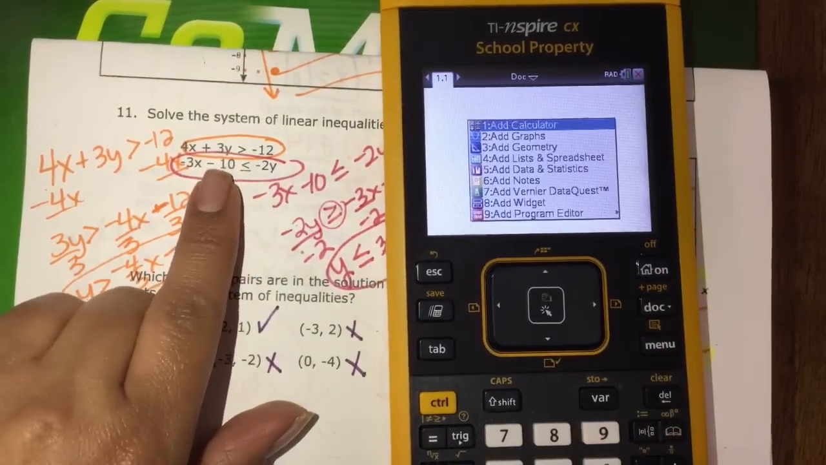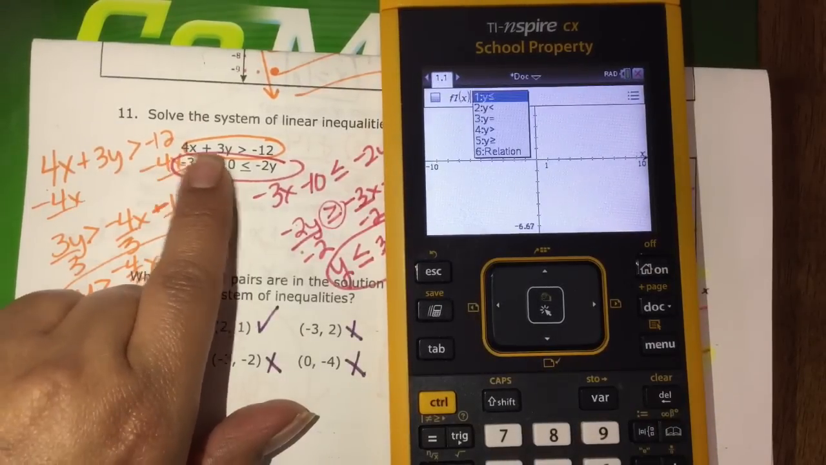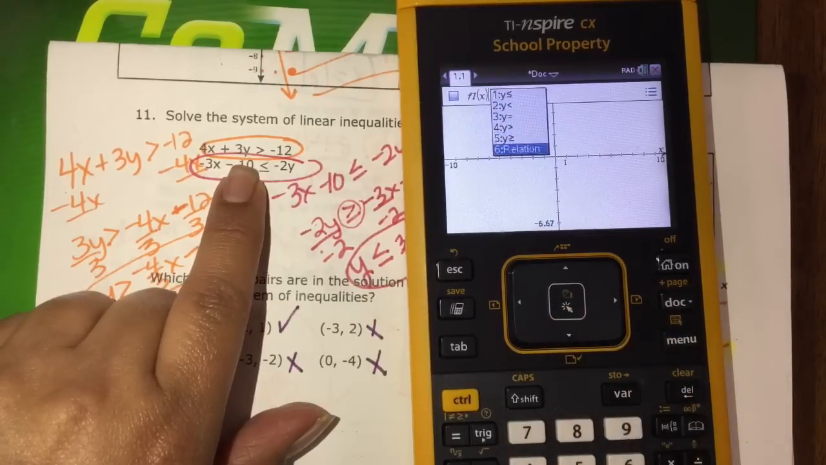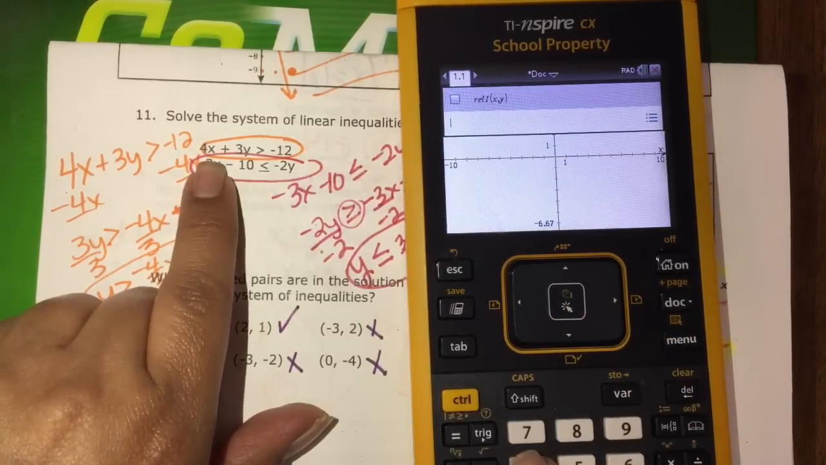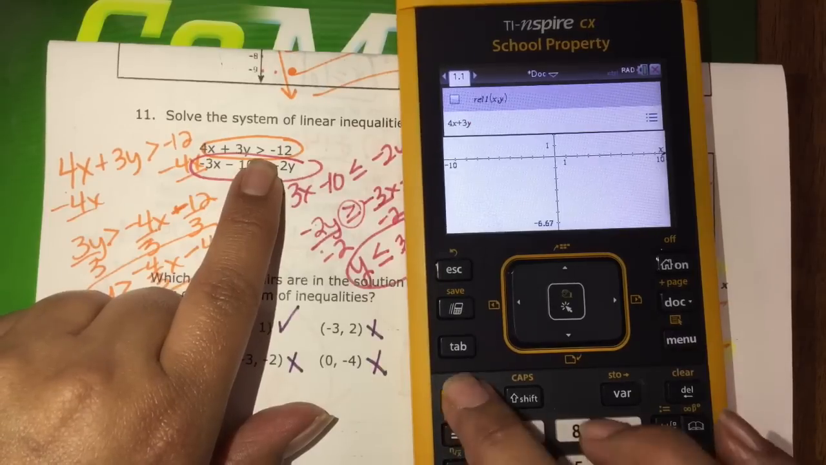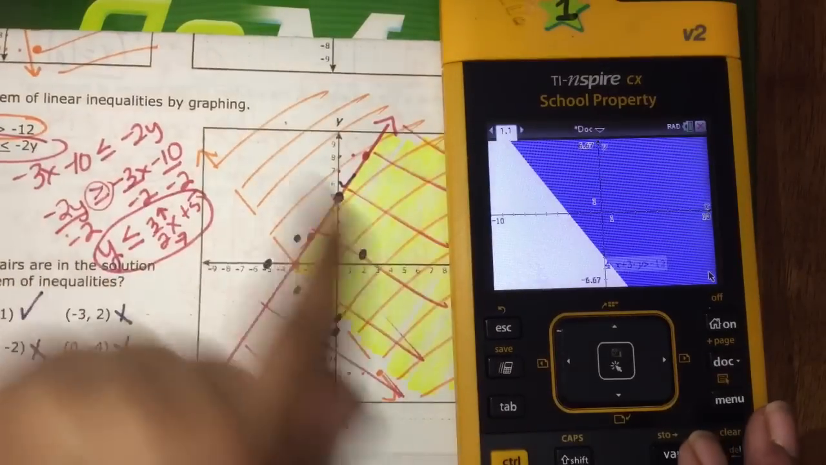So to add graphs, and we get rid of that, so we're going to push delete. And we need to type in this inequality exactly the way it looks. So you're going to go down to 6 relation, and you're going to type it in. 4x plus 3y is greater than, and then negative 12. Enter. There's your first graph. That's the one that matches right here.